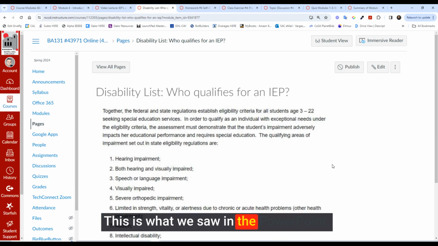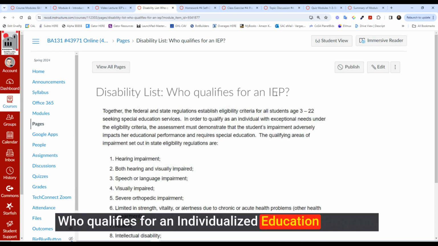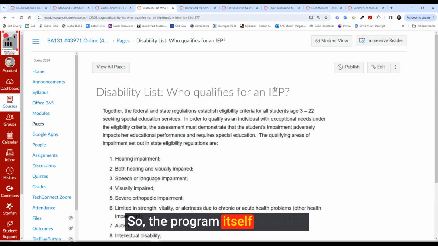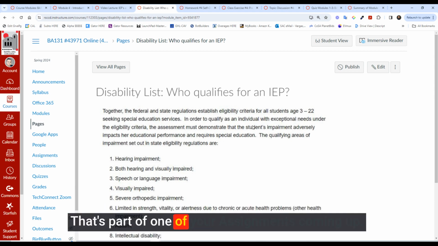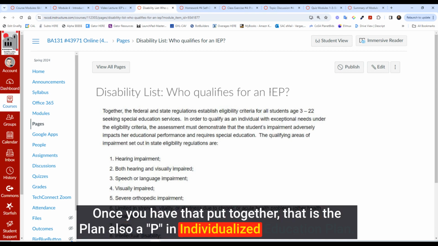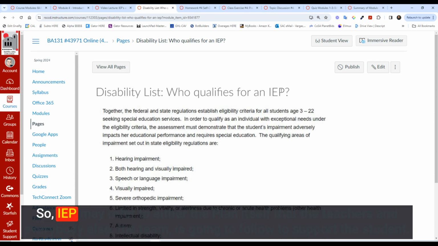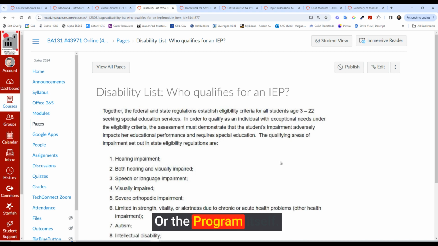This is what we saw in the PowerPoint. This is a list of disabilities who qualifies for an individualized education program. So the program itself is an IEP. Once they go through the meeting and then you come up with goals, etc., as part of one of your assignments coming up, once you have that put together, that is the plan. Also a P in Individualized Education Plan. So IEP may refer to either the plan itself that the teachers and everybody else, the team, is going to follow to support the student, or the program itself.